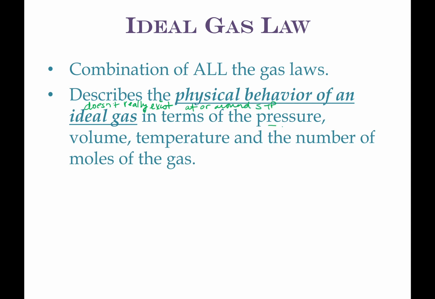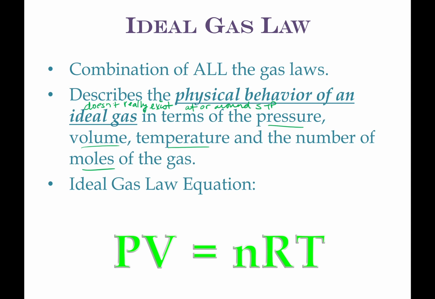So we can look at the pressure, volume, temperature, and the number of moles of a gas all in one equation. And that equation is PV equals nRT. Pressure, volume, number of moles, the gas constant, and temperature in Kelvin. So we can have all of those and we can determine the physical behavior of an ideal gas.